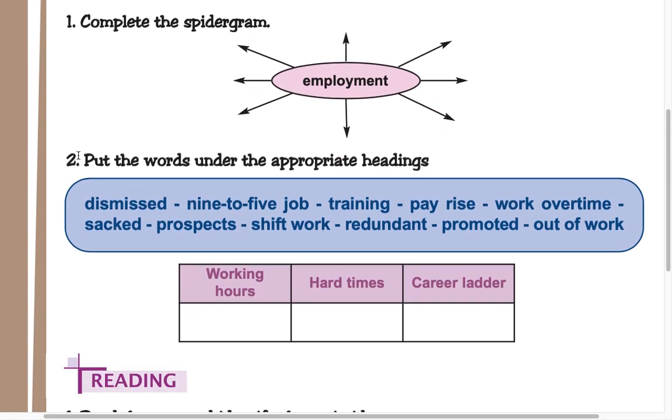So management and manage. Back to the following spirogram. Here in the second task, we are asked to put the words under the appropriate headings: working hours, hard times for a company, for example, and career ladder. A ladder is the thing we need to go up a house. Dismissed means asked to go home and leave. So this goes under hard times. A 9 to 5 job, of course, is related to working hours.